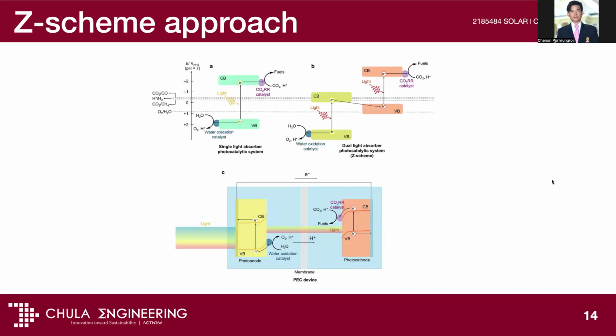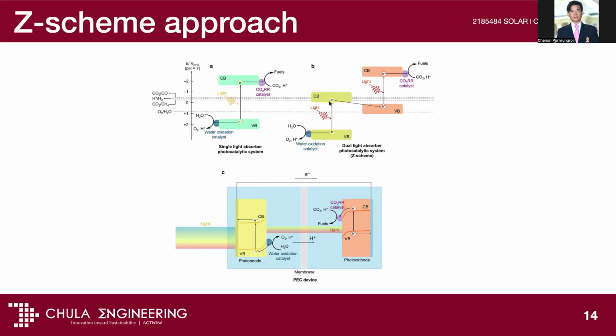Okay. So there is another way that we can tackle the limitation of the band alignment. I would like you to look at this chart. At first we talk about a single light absorber, meaning that we have one light absorber in our system. So we are really obliged to find a catalyst that fits all those requirements.